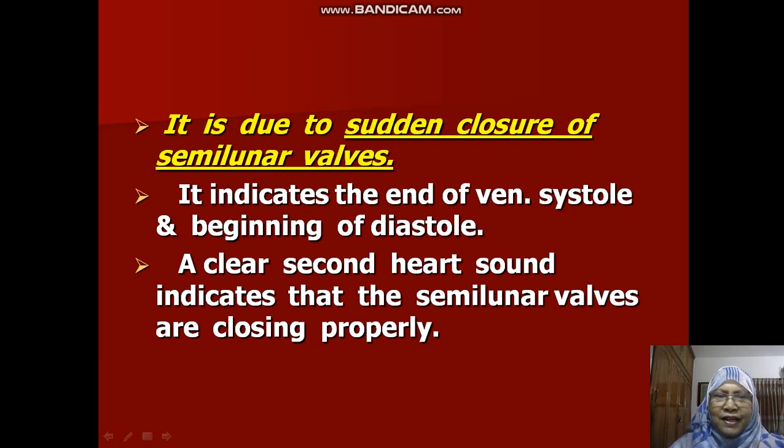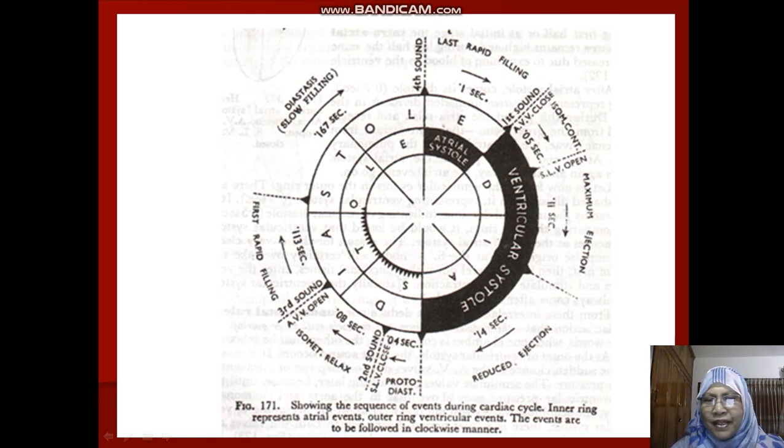The cause of this second heart sound is sudden closure of the semilunar valve. It also indicates that ventricular systole is over and diastole starts, that is, ventricular diastole begins, and a clear second heart sound indicates that the semilunar valves are closing properly. In this figure you can see the second heart sound at the beginning of ventricular diastole, after ventricular systole. So the second heart sound occurs due to sudden closure of the semilunar valve.